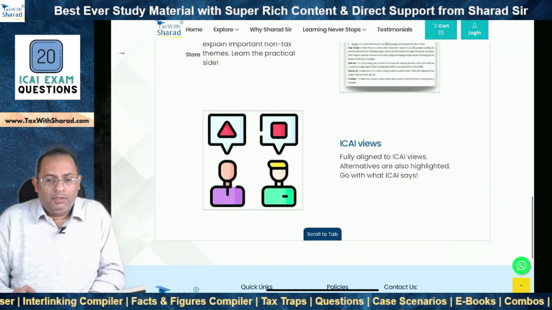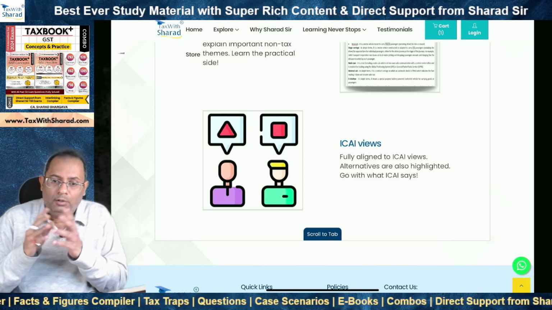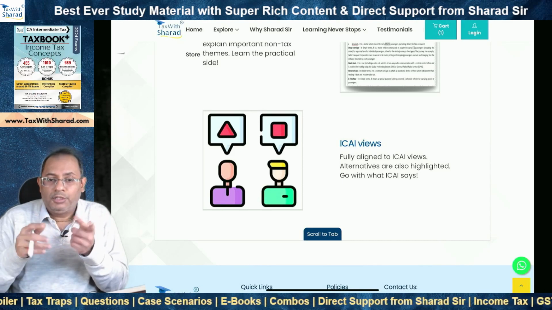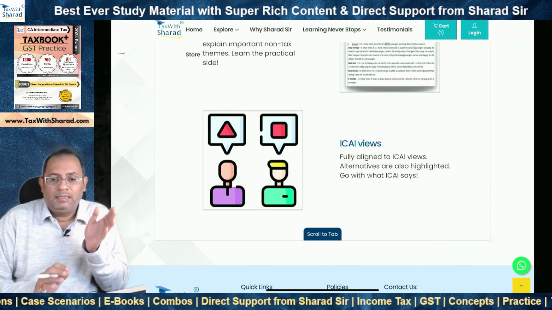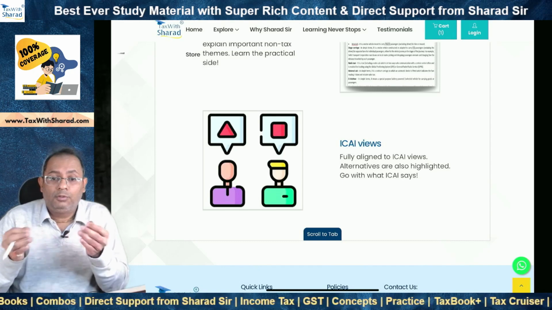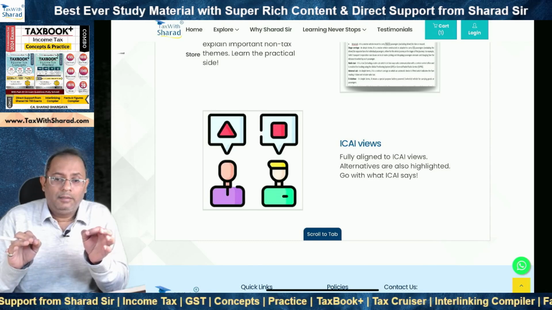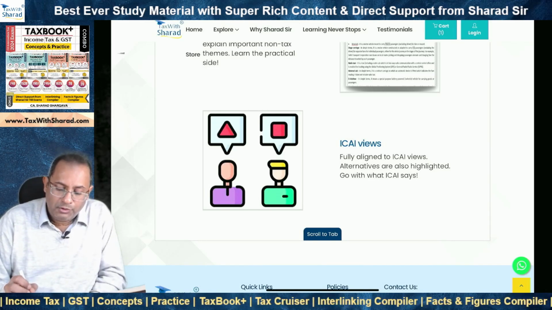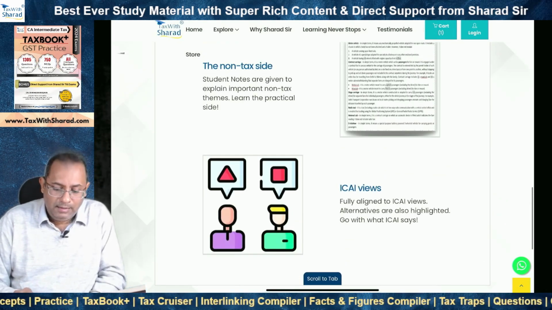ICAI views. So as we know, income tax at many places can have multiple interpretations, and all the interpretations will be right in their own way. There can be more than one way in which a question can be solved. There can be more than one view. ICAI has a particular view. In the study material, the ICAI has also given that one may adopt an alternative view also, and both views, if you adopt and you give a proper note in the answer, then you will get the relevant marks. So TaxBook Plus is fully aligned to ICAI views. Alternative methods are also highlighted. Go with what ICAI says.